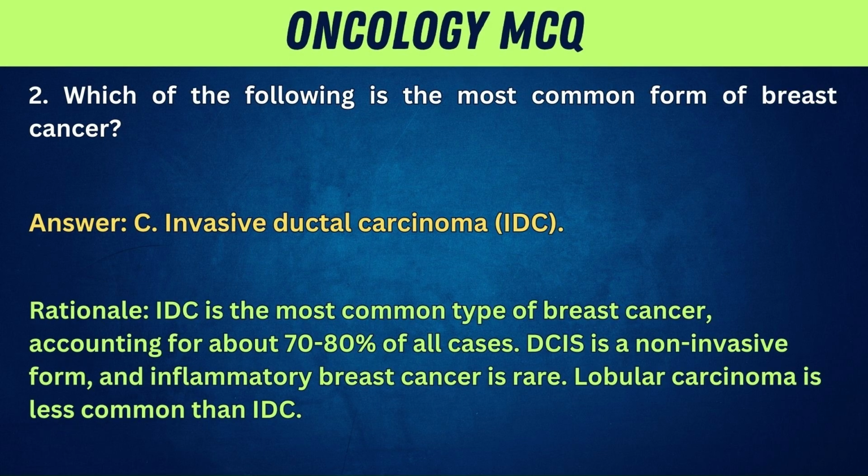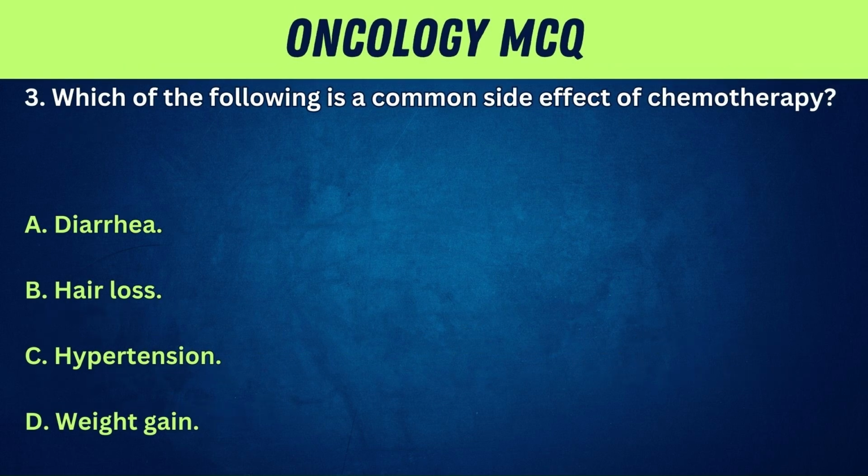Invasive ductal carcinoma, IDC. Rationale: IDC is the most common type of breast cancer, accounting for about 70 to 80% of all cases. CIS is a non-invasive form, and inflammatory breast cancer is rare. Lobular carcinoma is less common than IDC. 3. Which of the following is a common side effect of chemotherapy? A. Diarrhea. B. Hair loss. C. Hypertension. D. Weight gain.